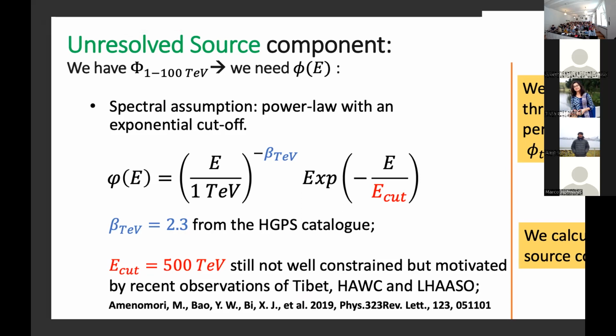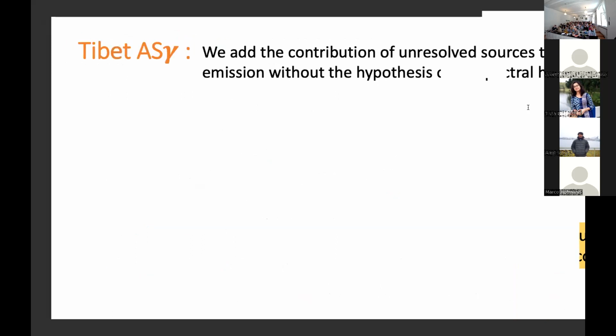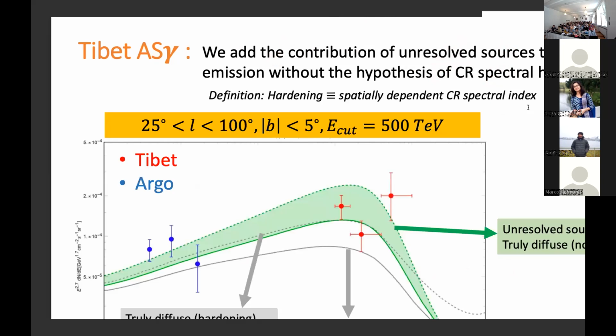Okay, I hope they read the slide. So we calculated the unresolved source contribution, and then we added up the contribution of our unresolved sources to our truly diffuse emission, let's say the diffuse emission without the hardening hypothesis. And let's see what we see.